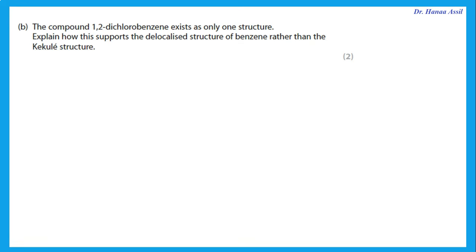The compound 1,2-dichlorobenzene exists as only one structure. 1,2-dichlorobenzene should have this kind of structure. So if we have the Kekulé, in which we have alternating double and single bonds, then we should have an individual compound that has a double bond between the 2 chlorine-bearing carbons and another different compound that has a single bond between them. Now, what they found is actually we have only one. We do not have 2 different 1,2-dichlorobenzenes.